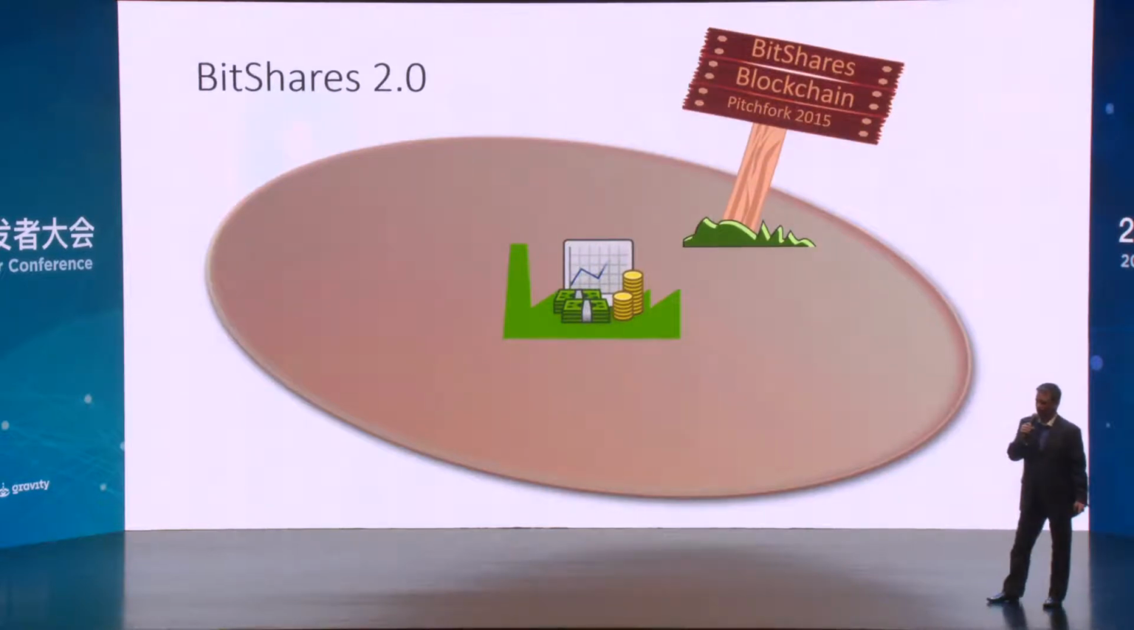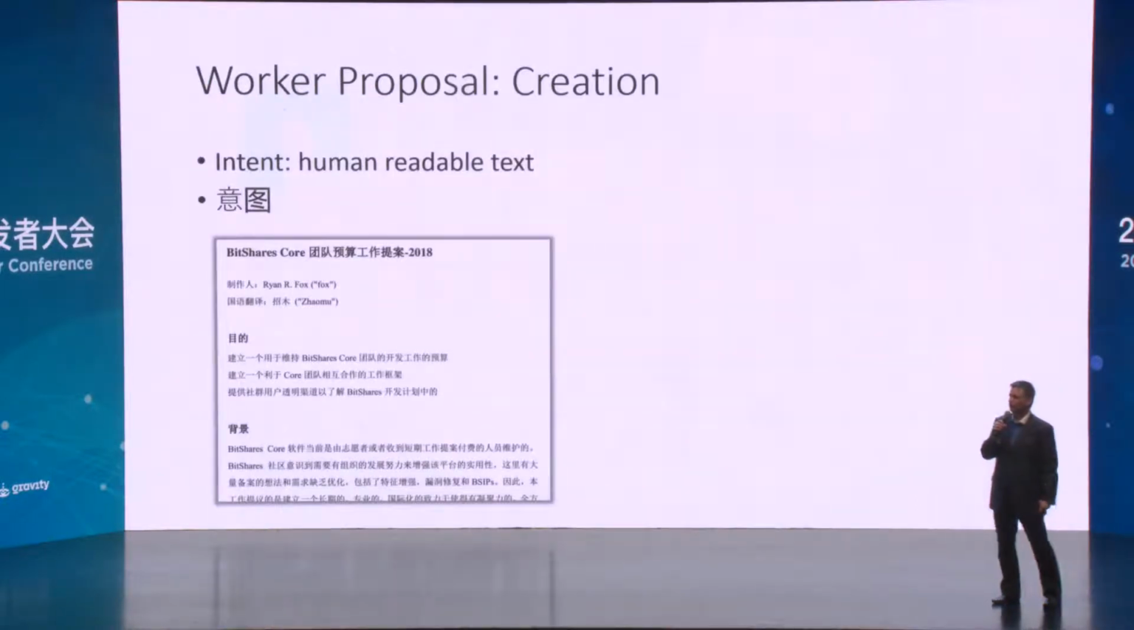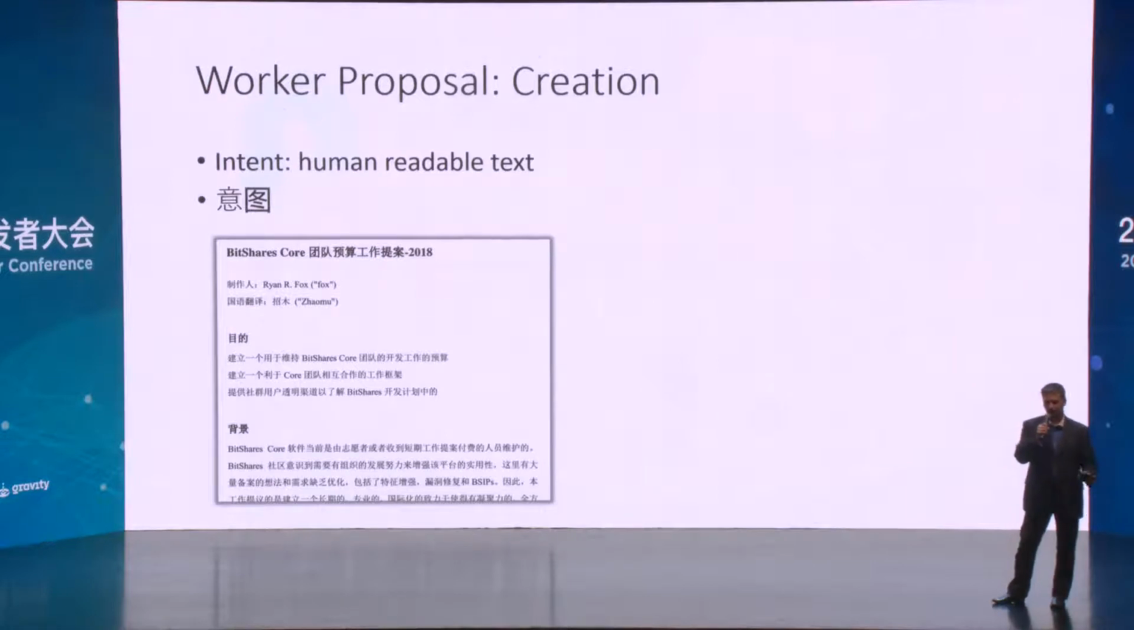All right, so there we are. So then the BitShares blockchain then did the pitchfork in 2015, and we turned that on, and this is the state of what BitShares 2.0 looks like today, right? All right, so now we want to talk a little bit about the punchline here, this idea of the worker proposal.